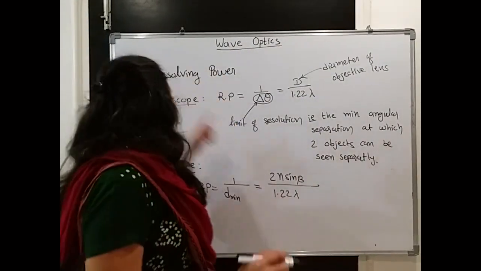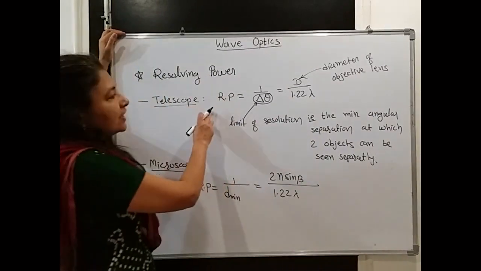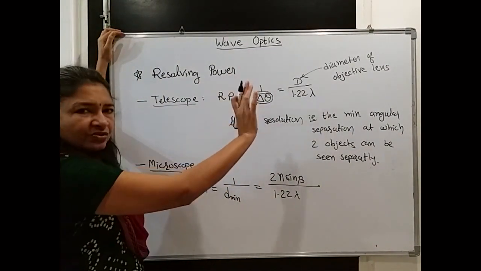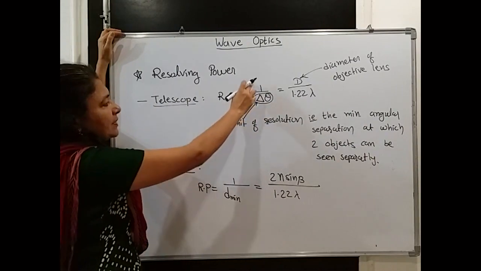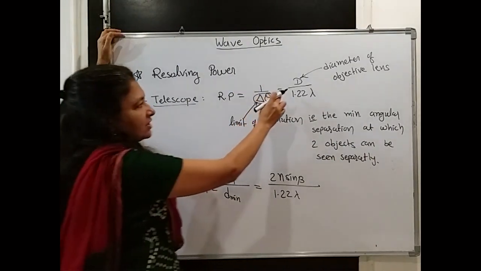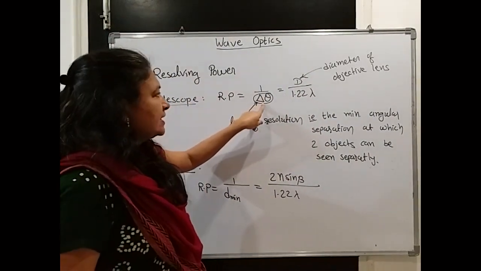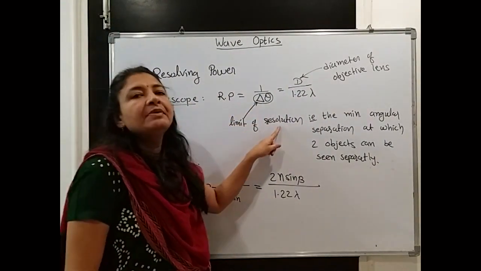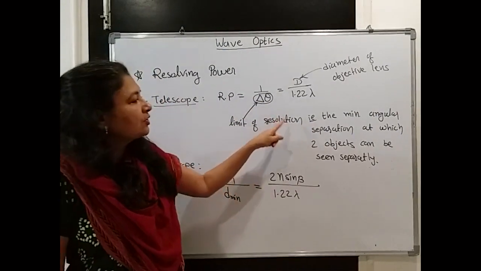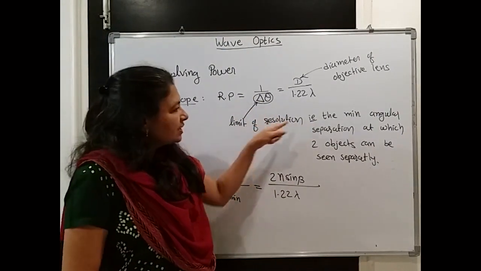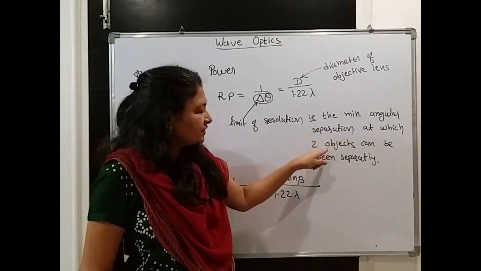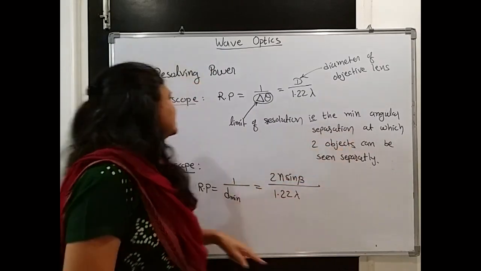Okay, now the resolving power for telescope, simply you just remember the formula. Rp is equal to 1 upon delta theta, which is equal to d upon 1.22 lambda. Here delta theta is known as the limit of resolution. Limit of resolution means the minimum angular separation at which two objects can be seen separately.